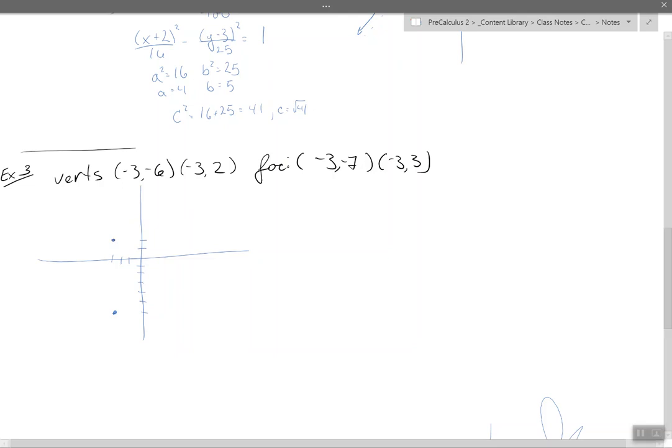And then the foci are at -3, -7. So just one more down. And then -3, +3. So one more up. So yeah, definitely this is opening up and down.